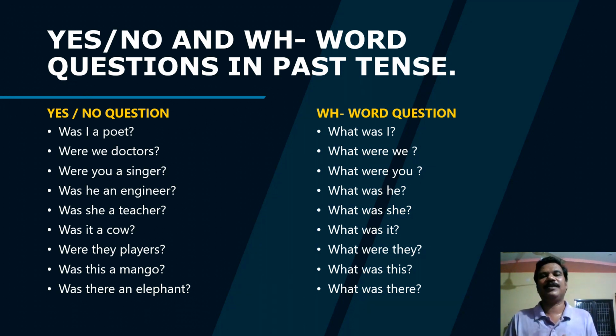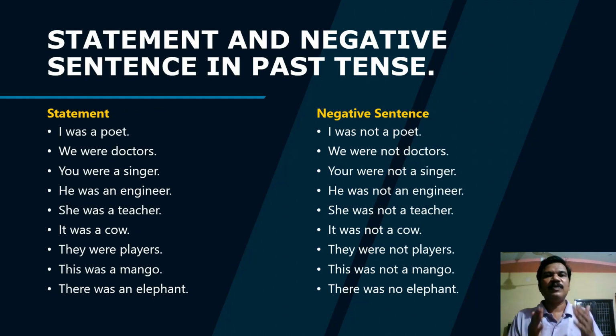I was a poet. Statement, negative sentence in past tense. We learned already how to change present tense statement, negative, yes or no question, WH word question. Same rules, but only word change in place of is, am, are. Here we use only was, were in past tense.